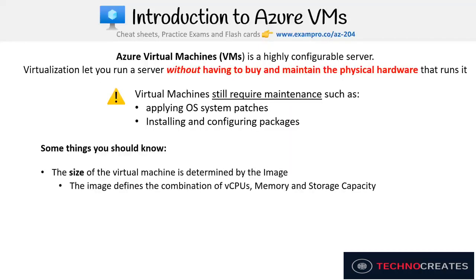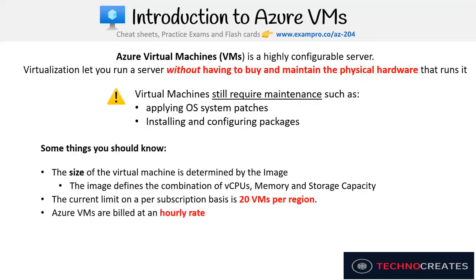And so the image defines the combination of vCPUs, memory, and storage capacity. The current limit on a per subscription basis is 20 VMs per region. I would think that if you wanted more, you could just use another subscription. I don't know if they have a service limit increase for that, but that might be possible as well. Azure VMs are billed at an hourly rate.